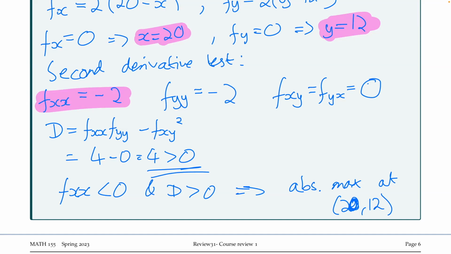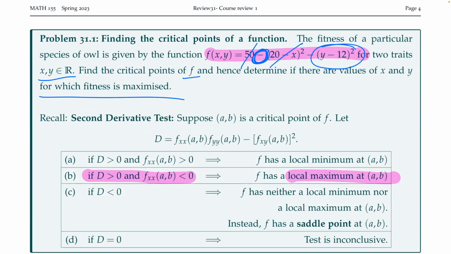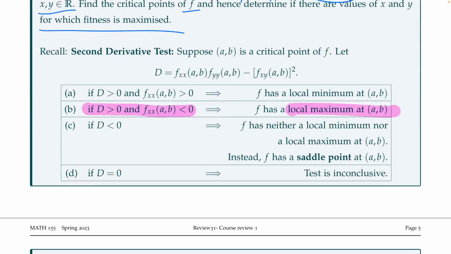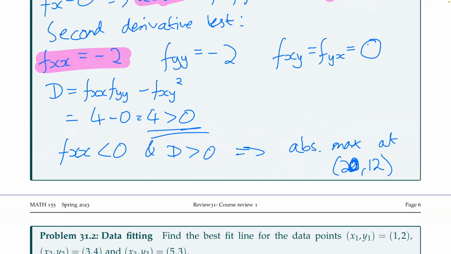There will definitely be some interpretation questions on that. I'll try to introduce them into most of the questions, so it won't just be on the new material. If I had given some meaning to these trait values, rather than just x's and y's, say height and weight, and then asked what types of owl have their fitness maximized, you could say in this case it would have a height of 20 centimeters and a weight of, sorry, not 12 kilos, but you get the idea, right?